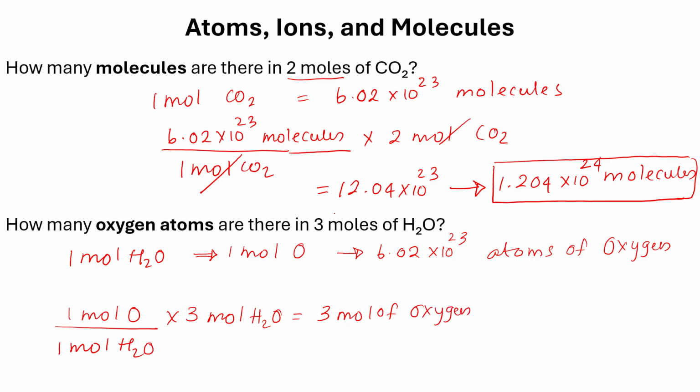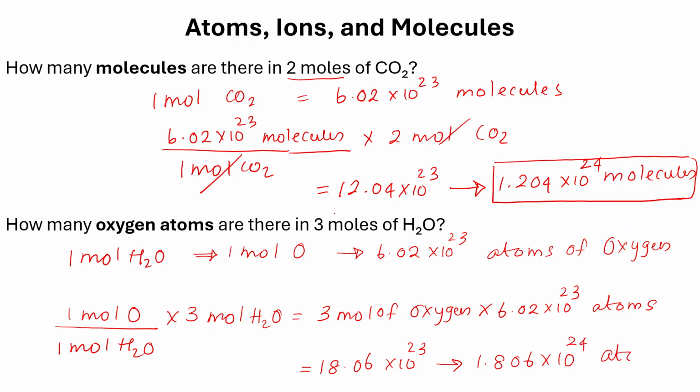To calculate the atoms, you multiply this by Avogadro's number. Depending on the question, you can change this word: atoms, molecules, ions. So in this question, it's asking atoms, so we use atoms here. So your answer is 18.06 × 10^23. You can write this in scientific notation as 1.806 × 10^24 atoms.